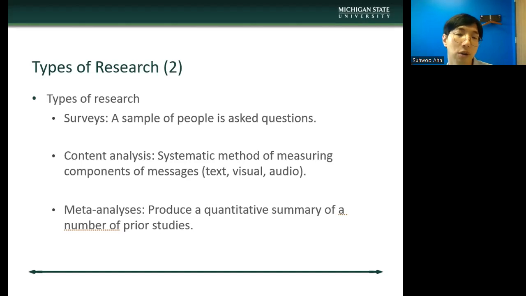The final type of research is the meta-analysis. In a meta-analysis, researchers try to produce a quantitative summary of a number of prior studies. For example, there are a bunch of studies about the relationship between social media and depression. By summarizing this bunch of prior studies, we can get a summary result. This is the meta-analysis.